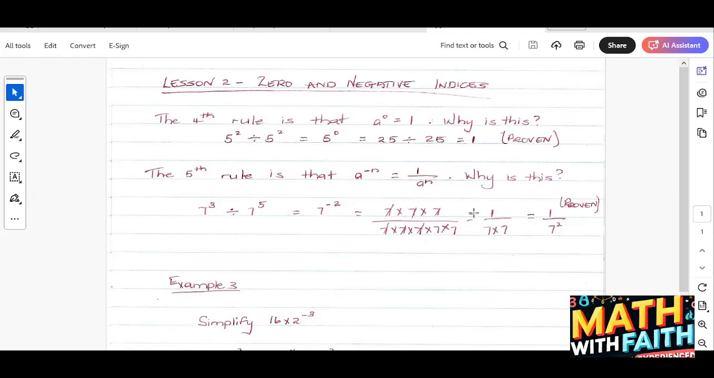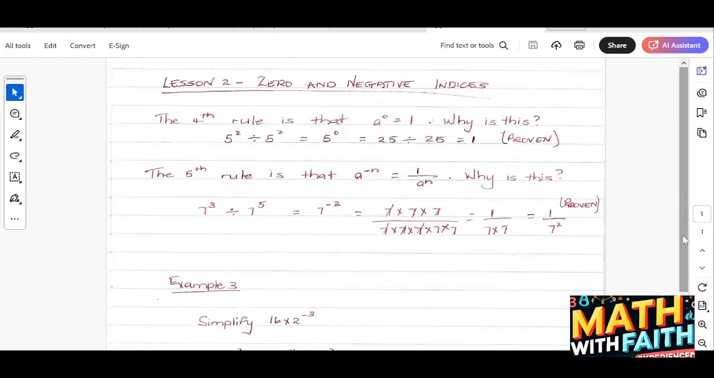So this is the same thing. We canceled everything here, so this is 1 by 1 by 1, which is 1. And then divided by 7 squared, which is 1 over 7 squared. So you see 7 to the power minus 2 is 1 over 7 squared. So that fifth rule is proven. a to the minus n is 1 over a to the n, right? We don't have to prove this. All we have to do really is know how to apply it in any circumstance.